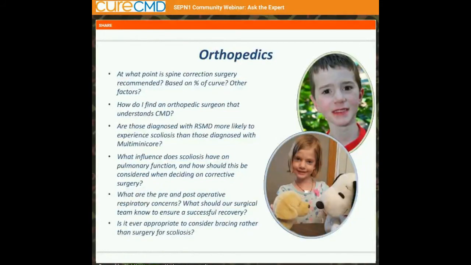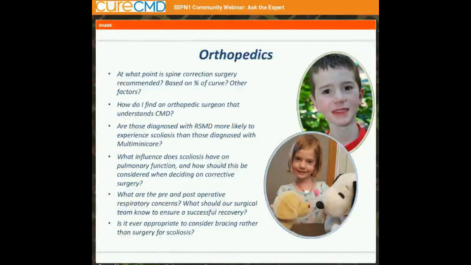Is it ever appropriate to consider bracing rather than surgery for scoliosis? It's a temporizing procedure. There is the Garsh brace, which has been quite popular in SMA, that has the advantage of providing support focused right underneath the armpits and then over the hips, keeping the rib cage fairly free. And I think one of the concerns in bracing in the conventional way is that you use pressure on the rib cage to correct the spine alignment. And if you have a weak rib cage and you start pushing the ribs in, that can cause you to have chest wall distortion that can add further to the respiratory difficulty.